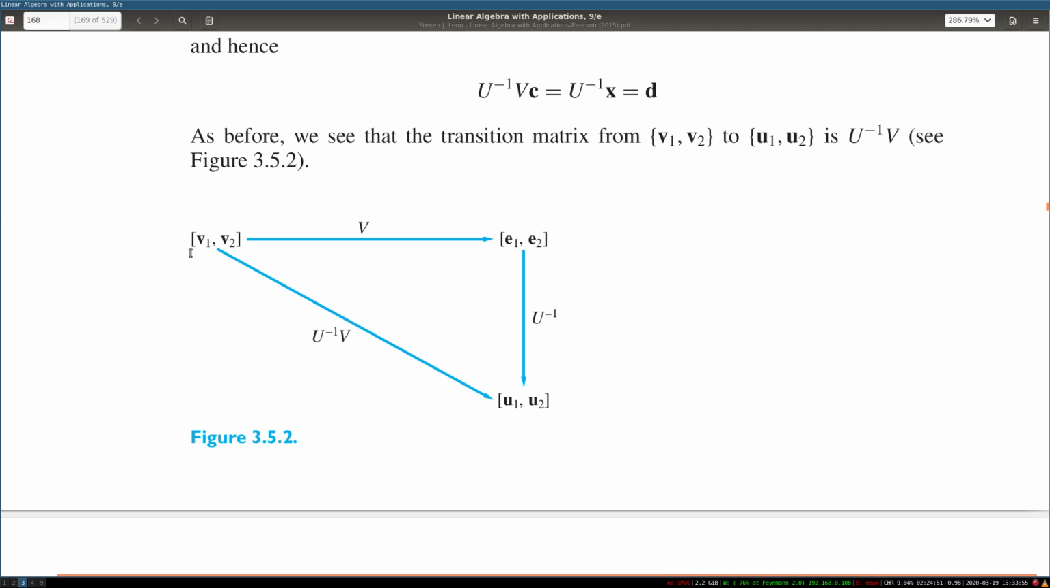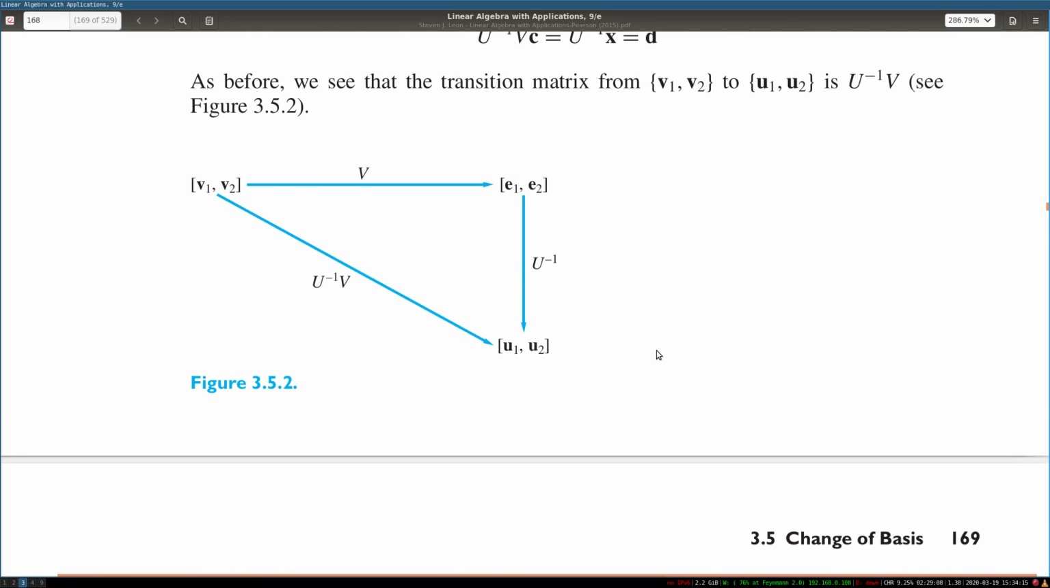And of course, if you want to go directly from a non-standard basis to another non-standard basis, you first go here to here and then go here to here, which means you multiply with V first and then you multiply with U inverse, and that's how you can go directly from a non-standard basis to another non-standard basis.